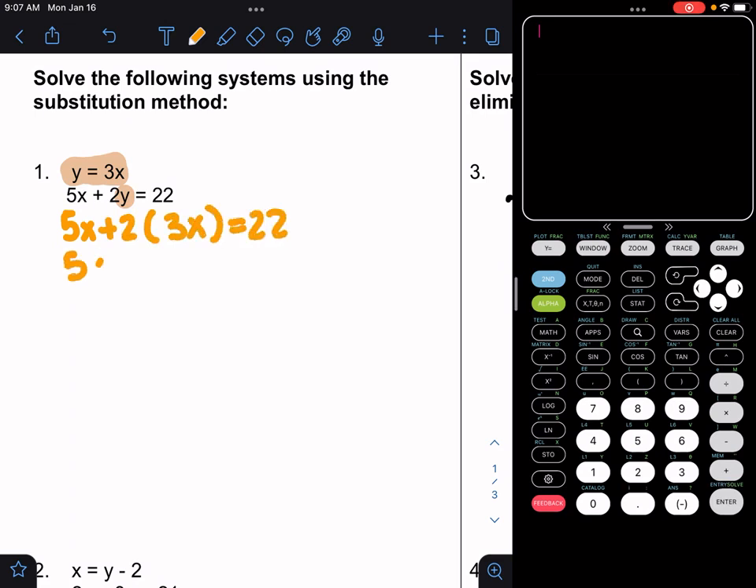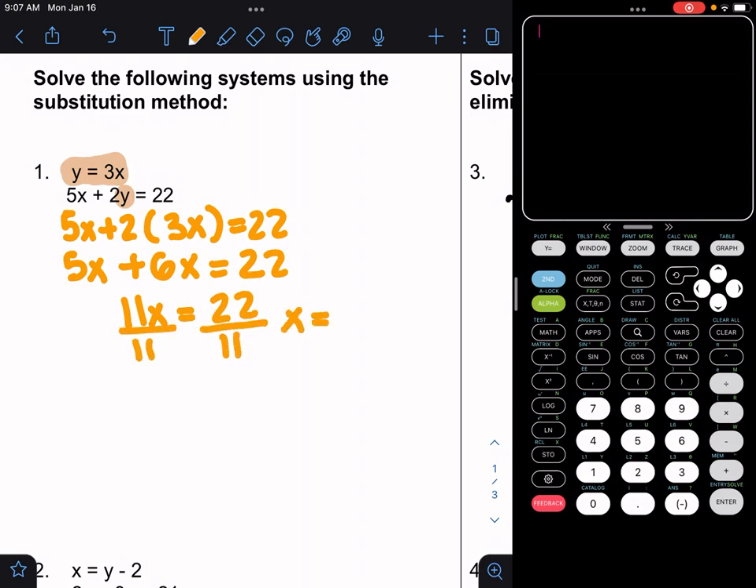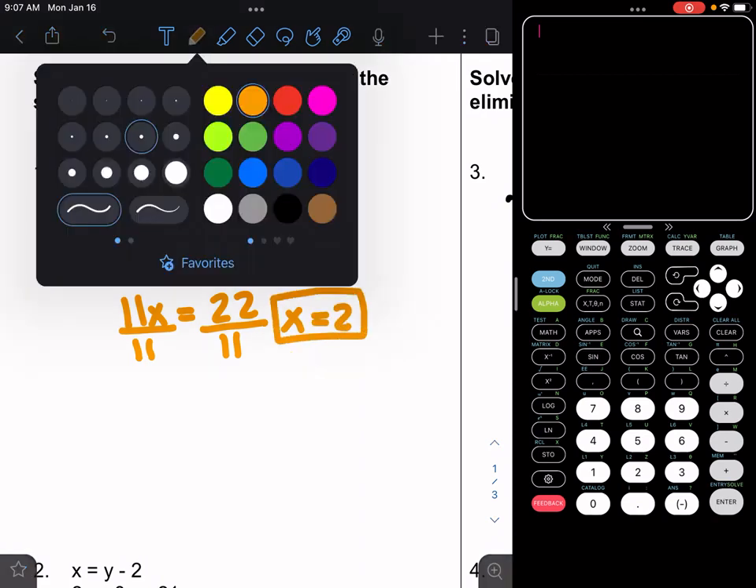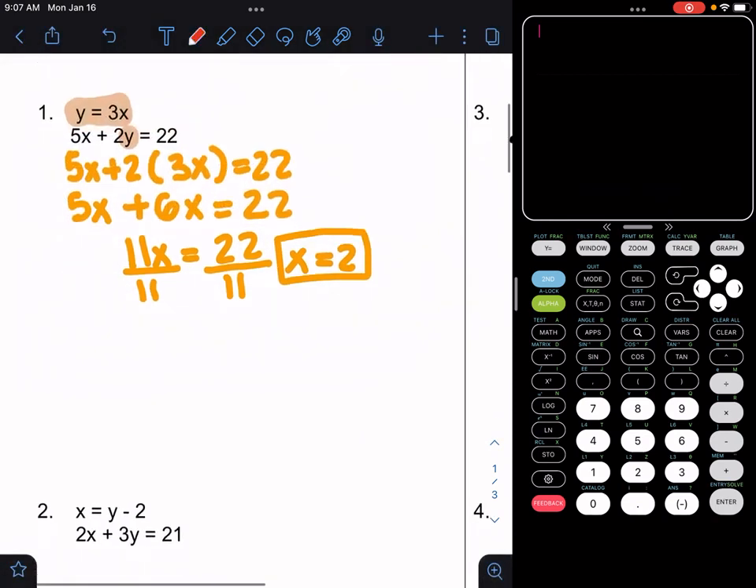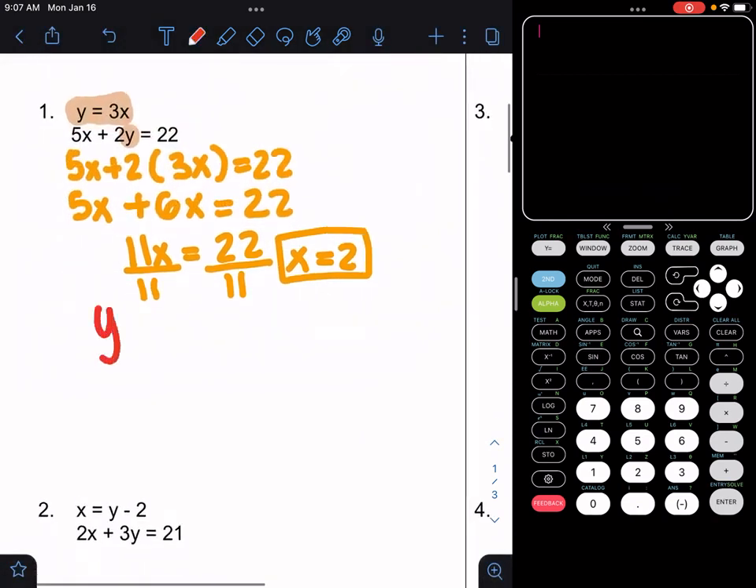And I'll have 5x, 2 times 3x is 6x, equals 22. 5x plus 6x is 11x, equals 22. And to get rid of the 11, I'm going to divide, and I get x equals 2. Now, once I know what x equals, I need to go back and also find what y equals. So, I'll go to the first equation. Y equals 3, x is 2, which 3 times 2 is 6.